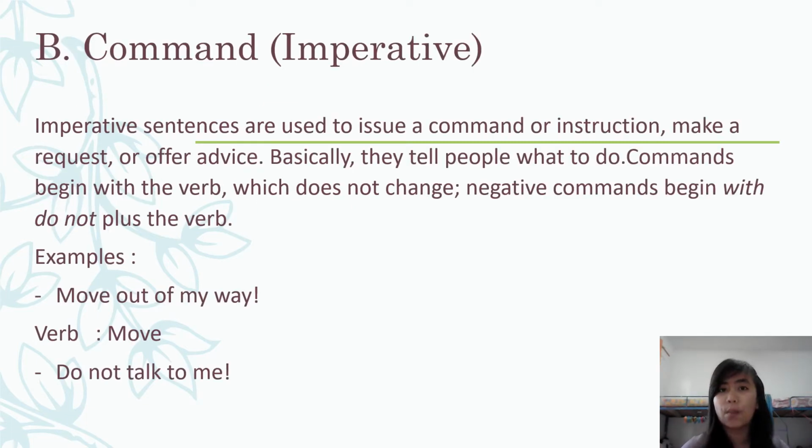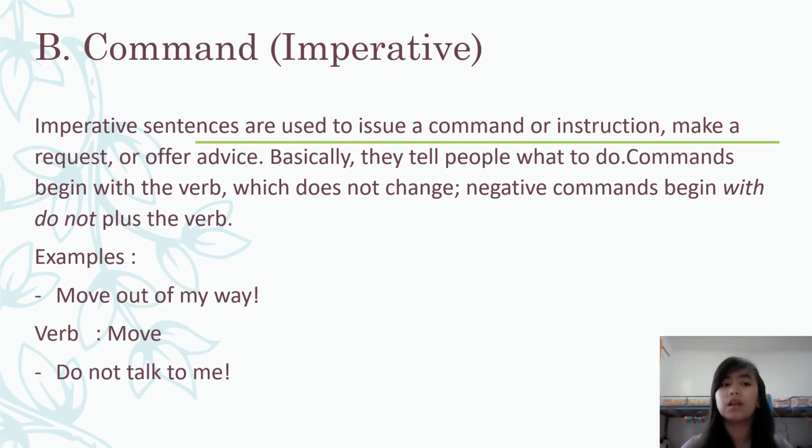The second one is command or imperative sentence. The first indication of a sentence is punctuation. Most of the sentences end with a period and sometimes an exclamation mark. Imperative sentences are used to issue a command or instruction, make a request, or offer advice. Basically, they tell people what to do. Commands will begin with the verb. If we use negative commands, we begin with do not plus the verb.